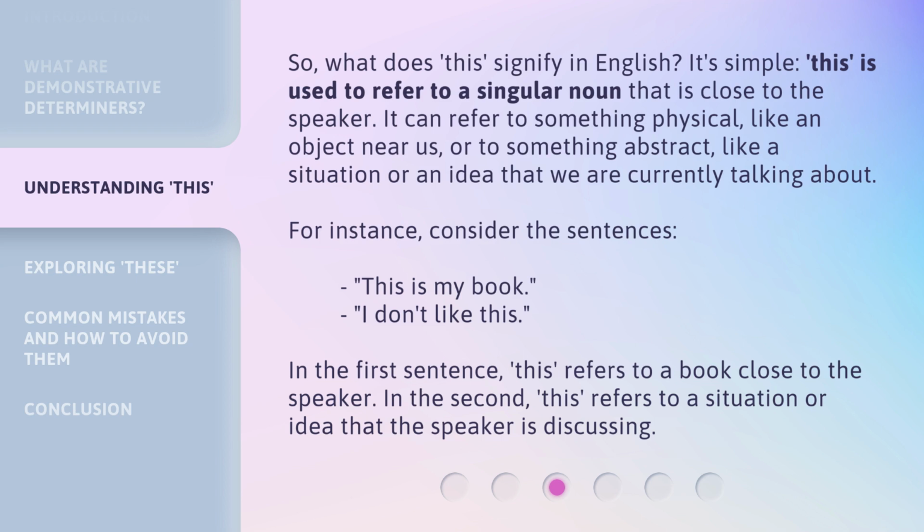For instance, consider the sentences. This is my book. I don't like this. In the first sentence, this refers to a book close to the speaker. In the second, this refers to a situation or idea that the speaker is discussing.